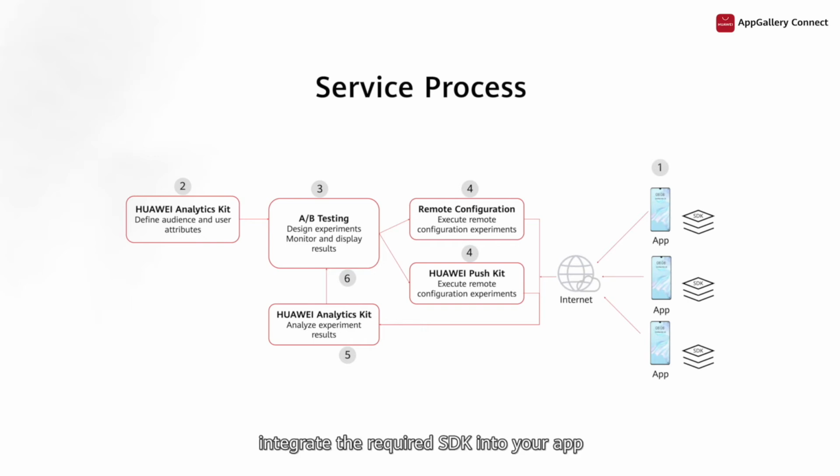First, integrate the required SDK into your app. Remember that the SDK depends on the type of your experiment, so make sure to choose the right one, whether it's a push or a remote configuration SDK. If you need to filter target users by audience and user attribute, then the next step is to define them on the Analytics Kit console. Otherwise, you can skip this step.